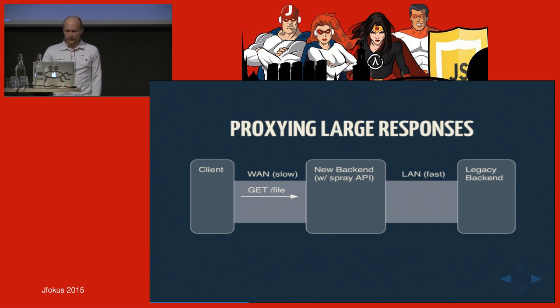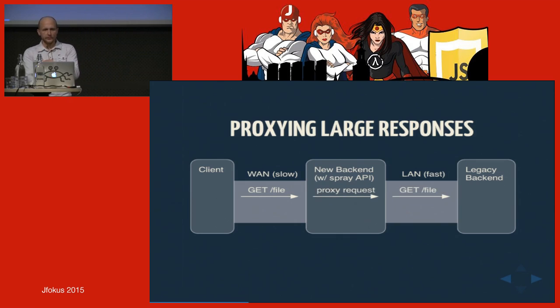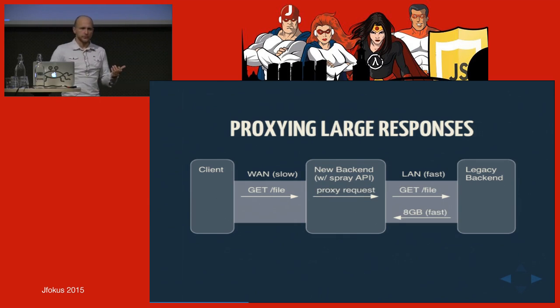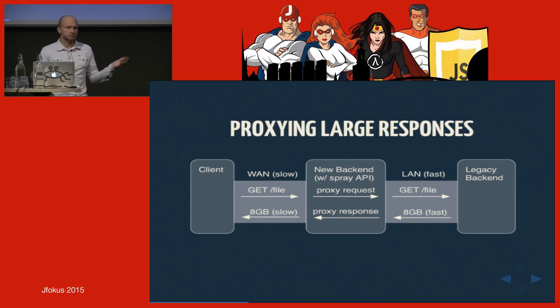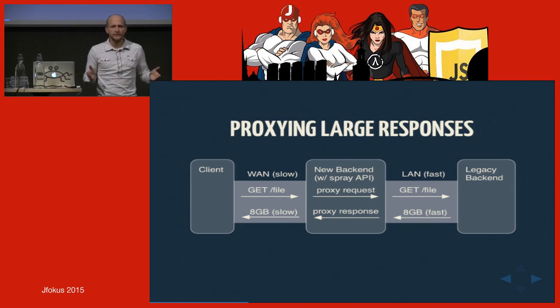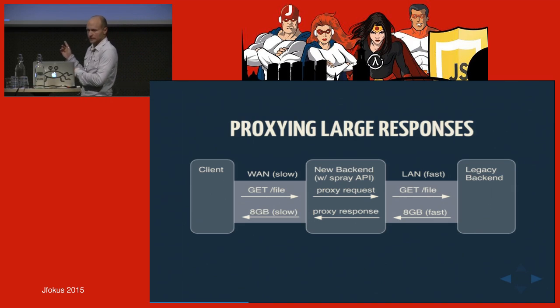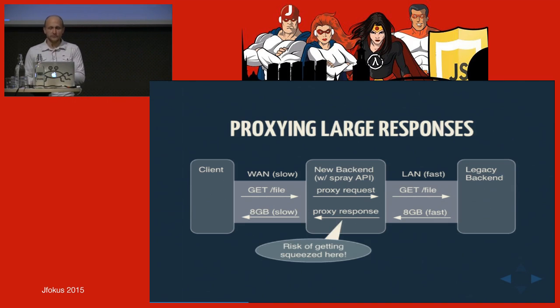So this is what it looks like. A client would send a request to some resource, and the new backend built in Scala on Spray would just proxy that over to the legacy backend. The legacy backend would respond with a response. We proxy the response to the client. All good. Now you can probably see where we might have a problem here when you look at that. It's here. There's a risk of getting squeezed.